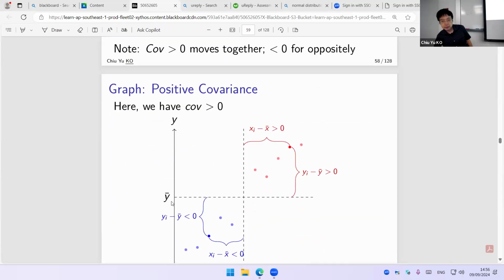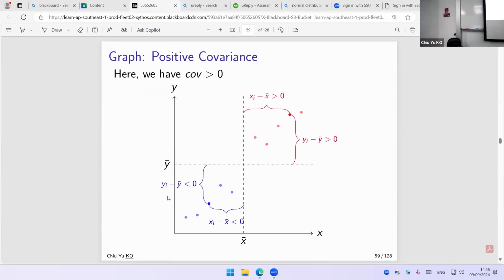Okay, look at this. This horizontal is x, vertical is y. The dashed line tells you the mean of x. The horizontal dashed line is the mean of y, right? The red one is the area where if x is above the mean, y is above the mean. The blue one is where x is below the mean, y is below the mean.